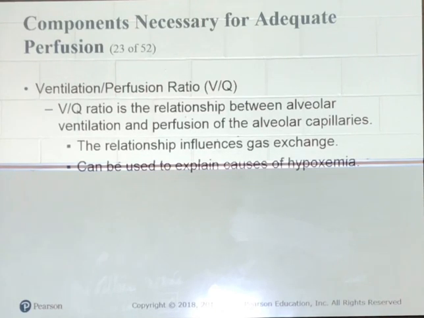All right. Ventilation perfusion ratio describes the dynamic relationship between the amount of ventilation the alveoli receive and the amount of perfusion through the capillaries surrounding the alveoli. This relationship determines the quality of gas exchange across the alveolar capillary membranes, which influences the amount of oxygen entering the blood and the amount of carbon dioxide exiting the blood. This relationship between ventilation and perfusion in the lungs can be used to explain the etiology or the cause of hypoxemia or inadequate oxygen concentrations in the blood.